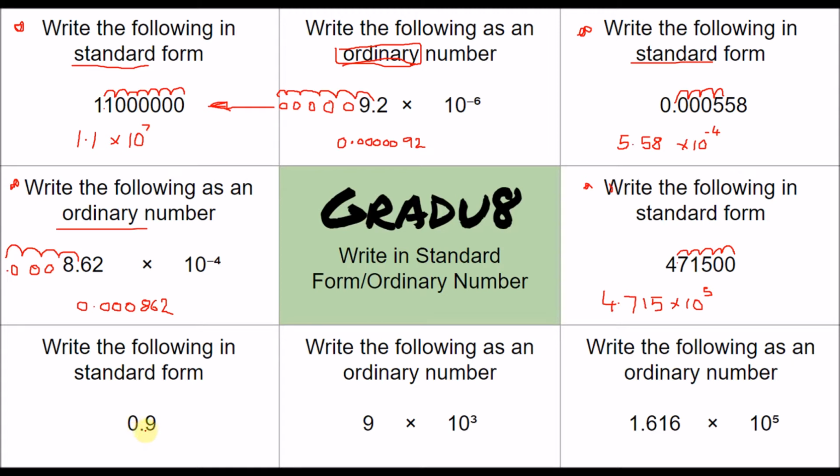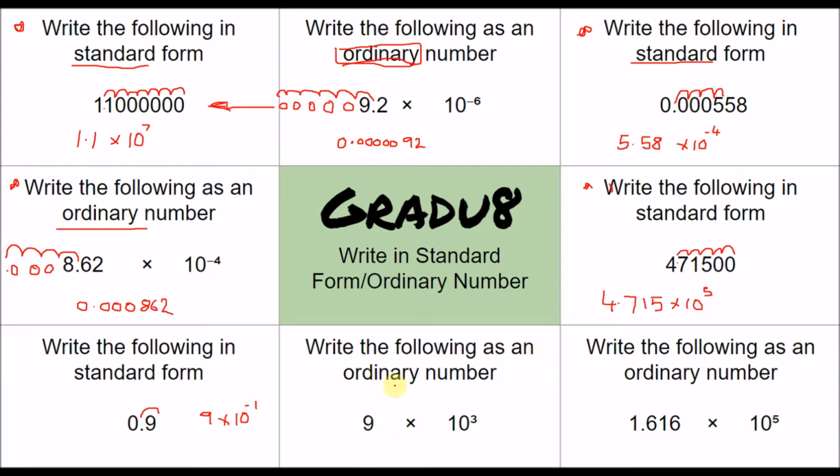Next one, write the following in standard form. This one's a little bit weird. I'm going to do 9 times 10, and then if it's gone back by 1, just use your same steps as before. Think about how that decimal's going to have done that. You're going to go -1.